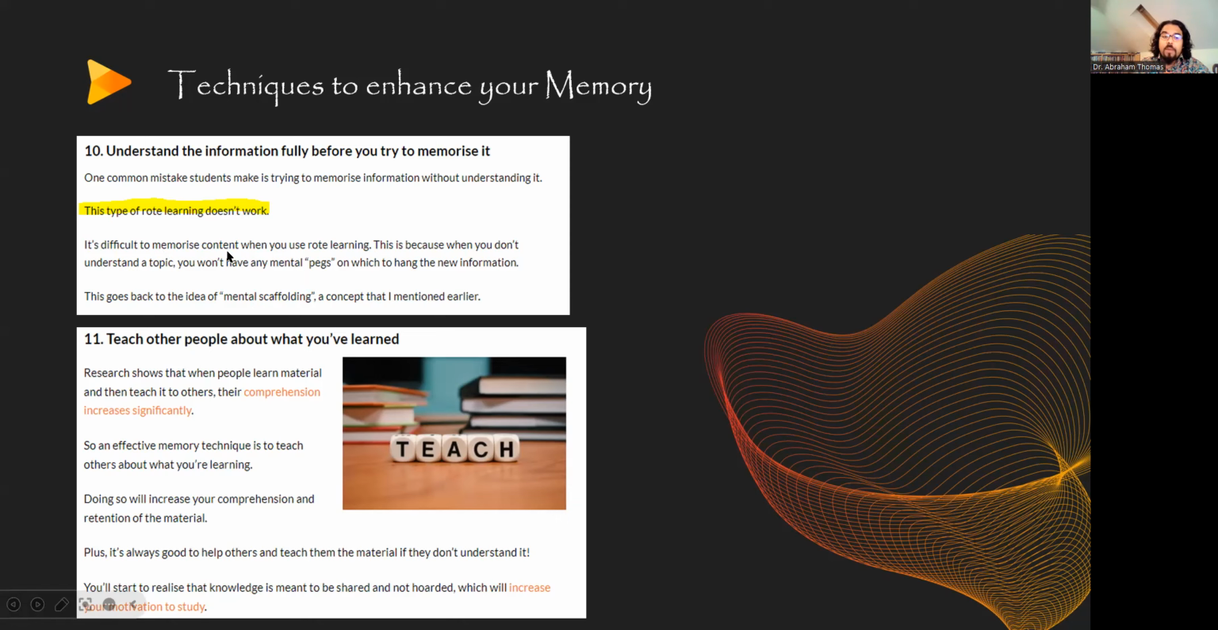It's more difficult to memorize content when there's no context there. And of course, there's no context if we're just memorizing something verbatim without actually analyzing the information and understanding it effectively. Therefore, we don't create any mental pegs onto which to hang the new information. And again, this concept of mental scaffolding keeps on coming back, and it's about creating that robustness.